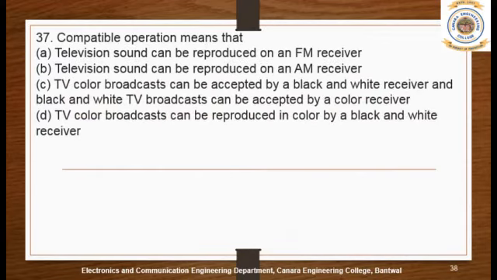Then what we have is compatible operation, meaning that television sound can be reproduced on an FM receiver, television sound can be reproduced on an AM receiver, TV color broadcast can be accepted by a black and white receiver, and black and white TV broadcast can be accepted by a color receiver. Obviously this third one is the compatible operation which can be performed in a television set. So TV color broadcast can be reproduced in color by black and white? No, it is not possible. So C is the answer for this.